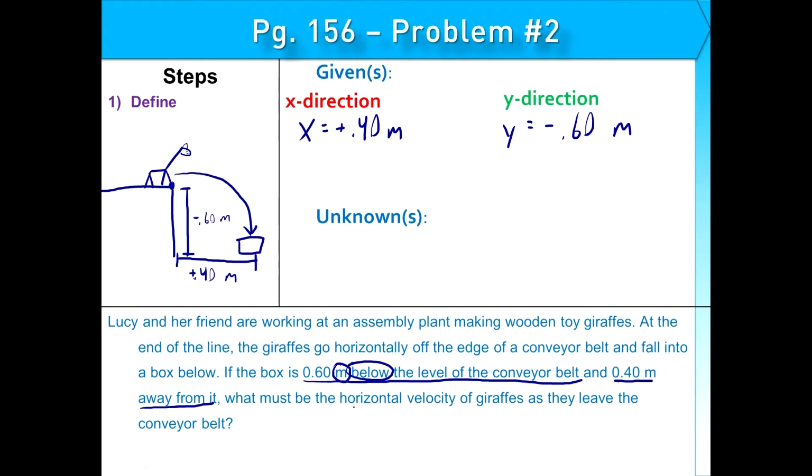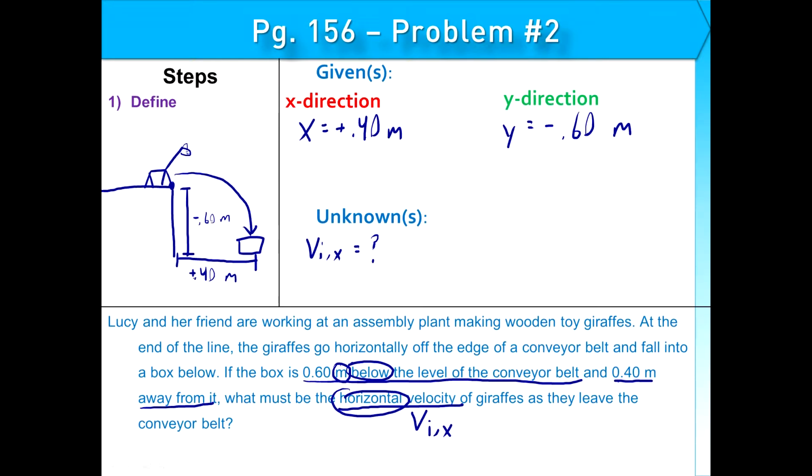Continuing on, what must be the horizontal velocity of the giraffes as they leave the conveyor belt? Well, it's asking me for velocity, so I know the variable is going to be v. Since this is the velocity that leaves the conveyor belt, this is going to be my initial velocity. And since it says horizontal, that means it's referred to the x direction. So my unknown here is the initial velocity in the x direction.